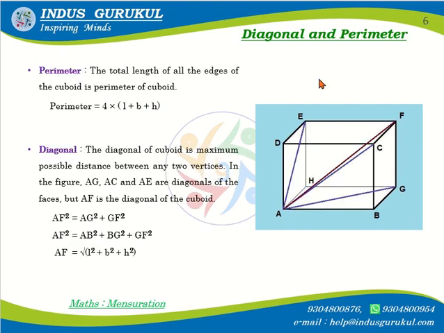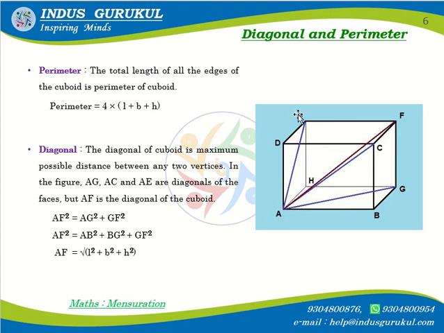Now, what about a diagonal and a perimeter? Diagonal, in case of a cuboid, if we consider any point, let's say for example A, now the maximum possible distance from A to G, F, C, E. Now there are possibilities like here AG is a diagonal which is for the surface, not for the cuboid. For the cuboid, the diagonal is A to F.